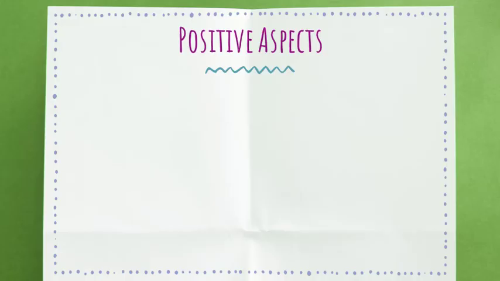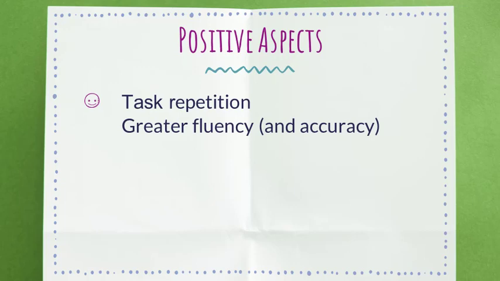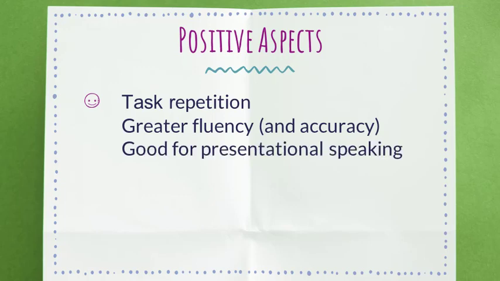What are some positive aspects of this activity? Well, the most obvious one is that it involves task repetition. And yes, if you repeat a task, you increase in your fluency and in your accuracy, potentially. At the very least, we see an improvement in fluency, how many words you say per minute. The fact that time limits also decrease and the students have to say more in less time also pushes students to increase their fluency. In task repetition itself, repeating something, trying it again, is actually good for presentational speaking.